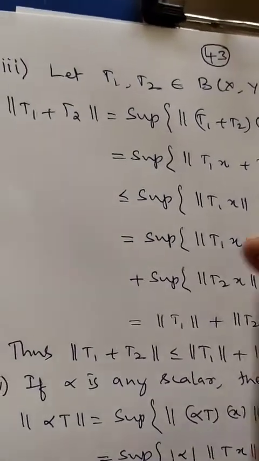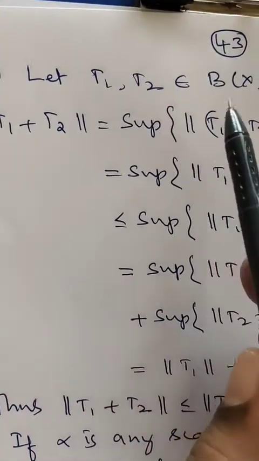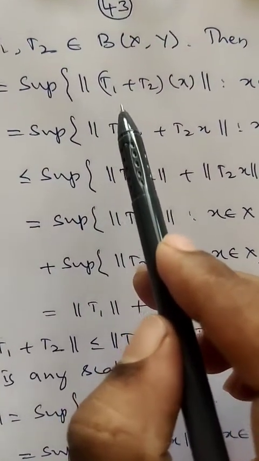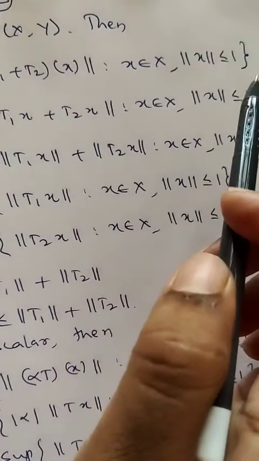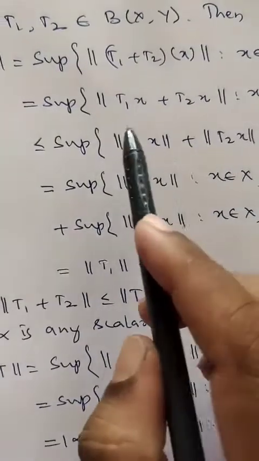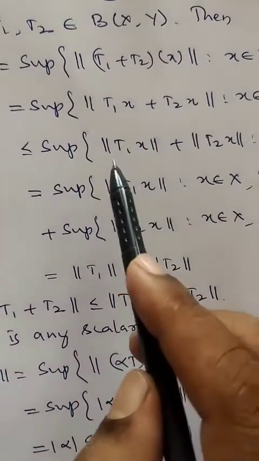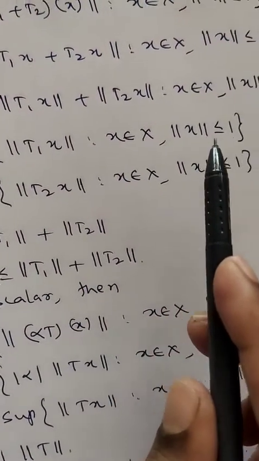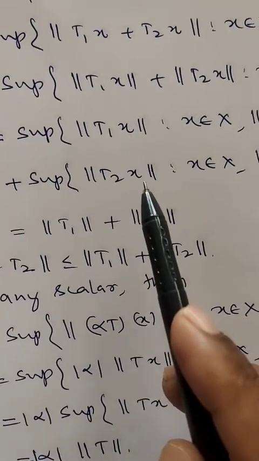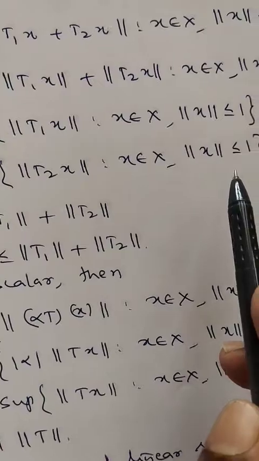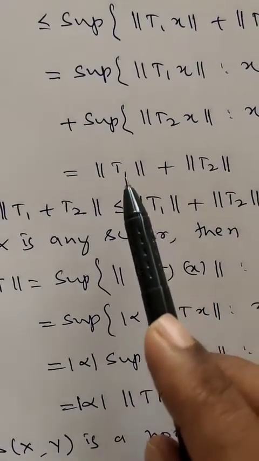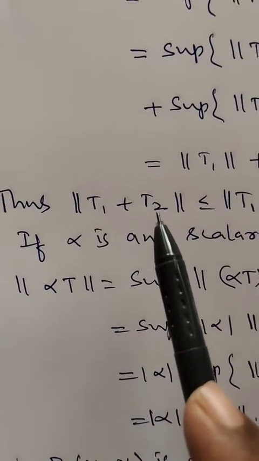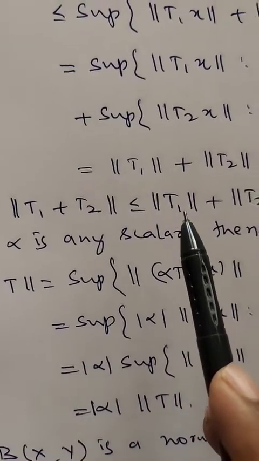The third condition is: we have taken T1, T2 belonging to B(X, Y). So I consider norm of T1 plus T2. This is very simple. Supremum of norm of (T1 plus T2) of x, where x belongs to X, norm of x less than or equal to 1. This is the standard thing. So I just use the linearity condition. Okay. So we arrive at supremum of norm of T1 of x, where x belongs to X, norm of x less than or equal to 1, plus supremum of norm of T2 of x, where x belongs to X, norm of x less than or equal to 1. This is equal to norm of T1 plus norm of T2. Therefore norm of T1 plus T2 is less than or equal to norm of T1 plus norm of T2.